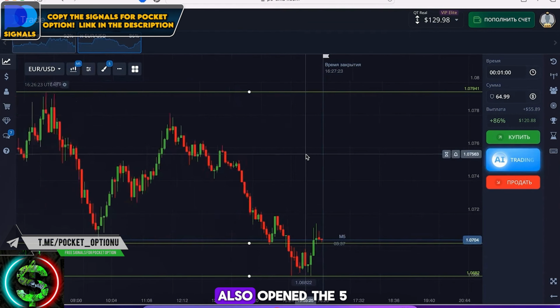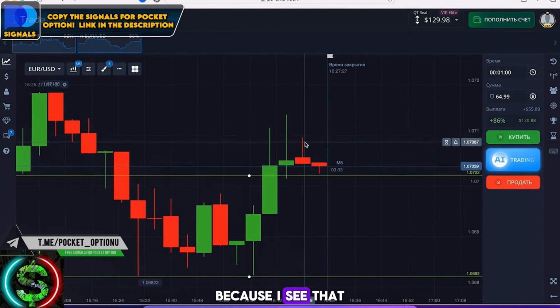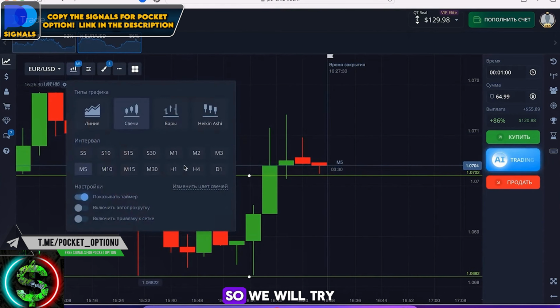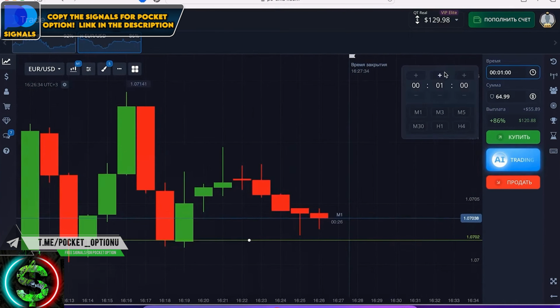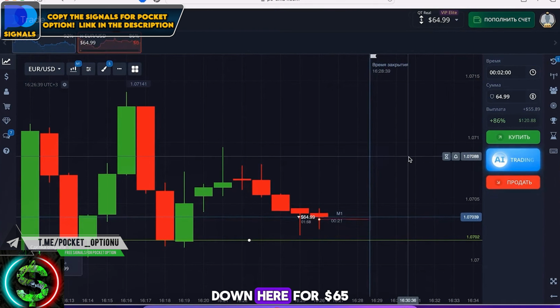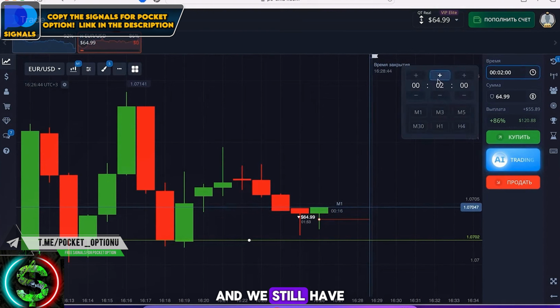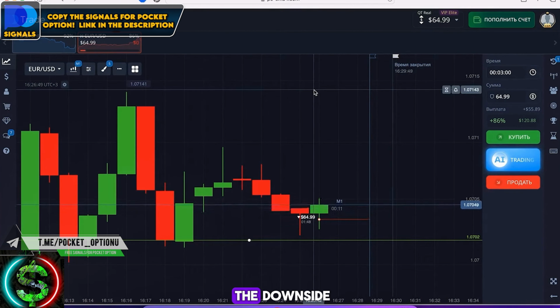Therefore, now I have also opened the 5-minute interval. It's good that I opened it because I see that a hammer has formed here. So we will try to bounce off the hammer now. Shooting star. Let's try to bounce off it. I'm taking the first trade for 2 minutes down here for $65. Not too little though. And we still have the same amount left. Now we will try to definitely add to the downside.